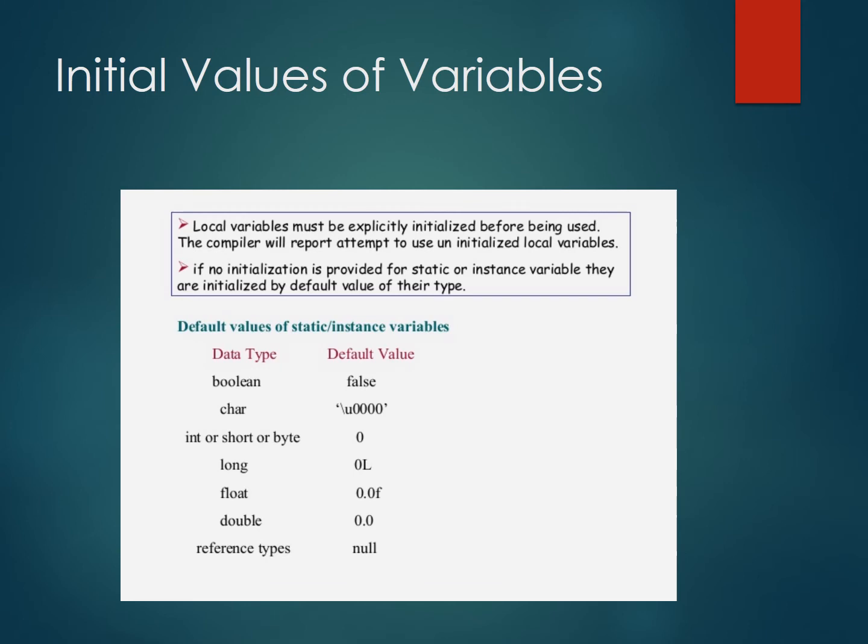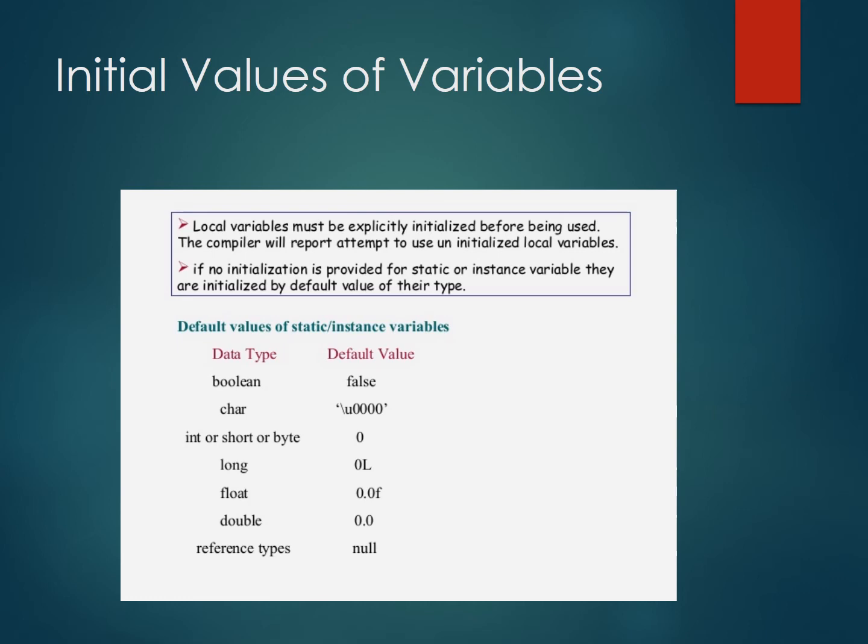Next is initial values of variables. As I have told you earlier also, initial means the first value that we assign to the variables. Here the values that are taken by default by the variables are different depending on their type. Means the static, or we can say instance variables, have different default values as compared to the values that are assigned to the local variables.